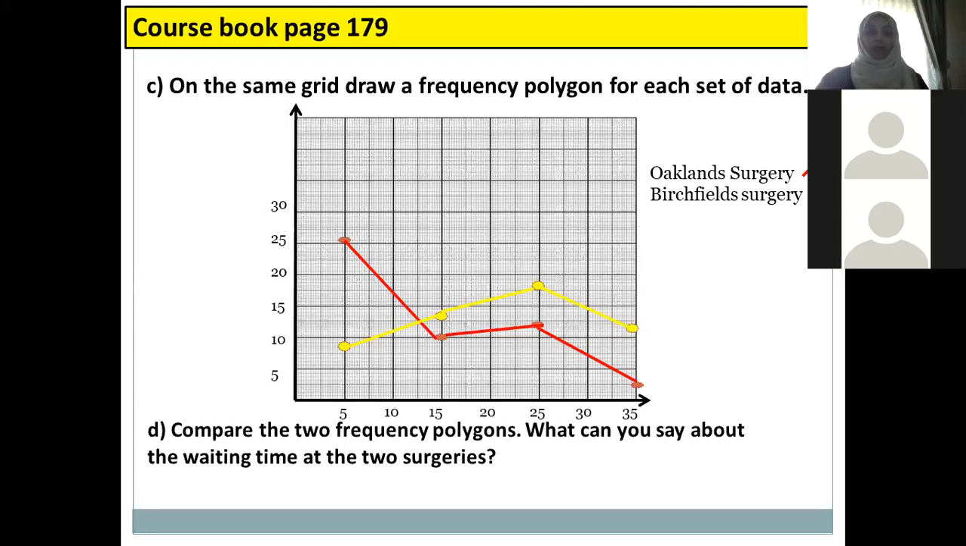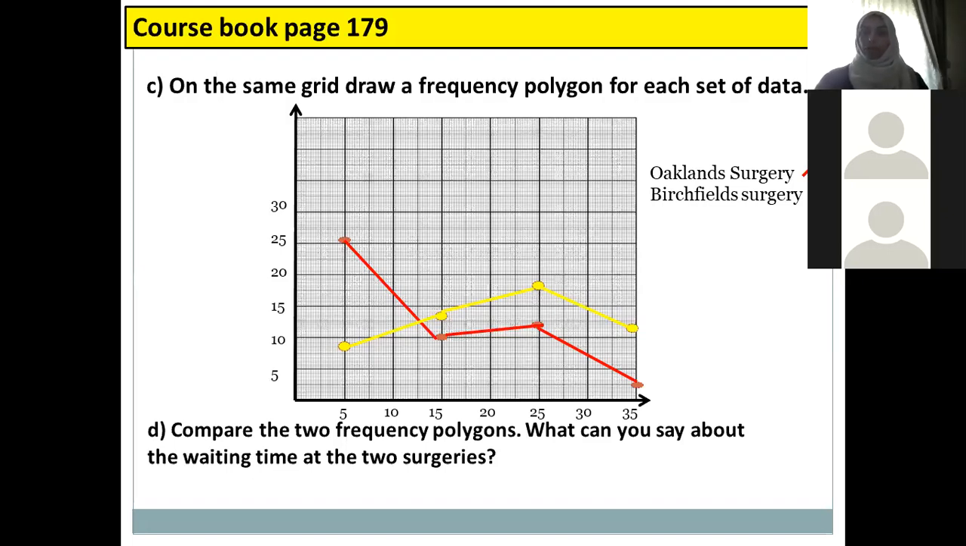Look at the waiting time for Auckland surgery. Check the waiting time. How many people waited for 5 minutes? Then look at Pitchfield surgery. Most of the people waited how many minutes? They waited almost 25 minutes. And give me a conclusion.